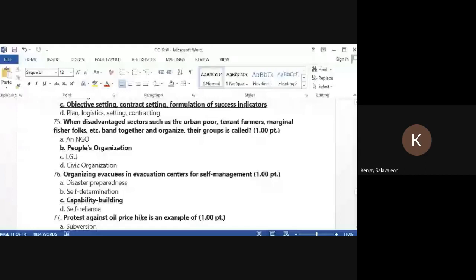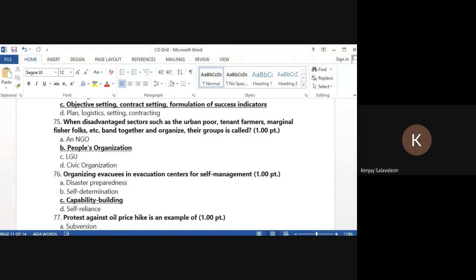band together and organize, their group is called, ano yun? It is called people's organization. Example niyan is yung samahan ng maralita ng barangay, for example.